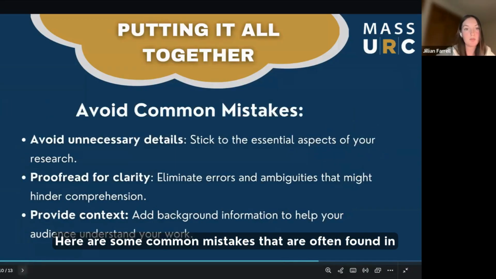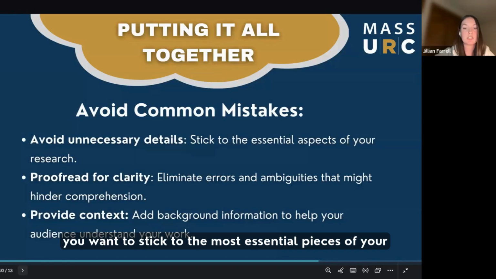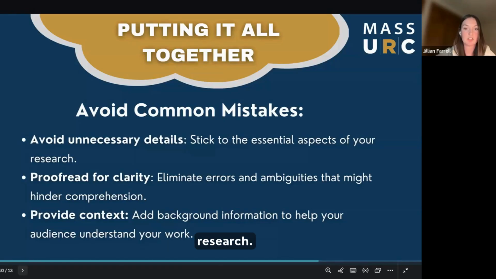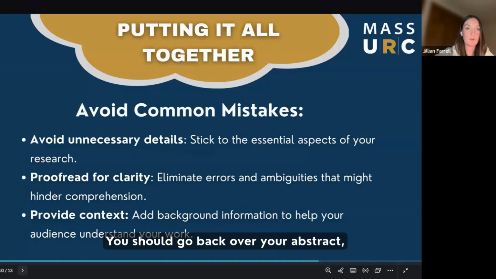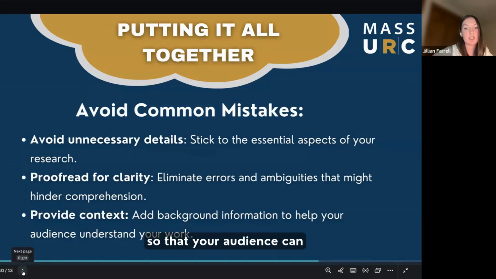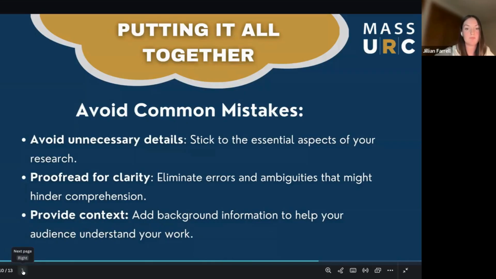Here are some common mistakes that are often found in abstracts that you want to avoid. Unnecessary details: you don't want to go too deep into your work when talking about your project. You want to stick to the most essential pieces of your research. You want to make sure you're proofreading for clarity. You should go back over your abstract, even have a friend read over it to make sure you don't miss any errors or gaps in your writing before you submit. And you also want to make sure you're providing context so that your audience can understand the background information because they may be unfamiliar with what you're writing about.